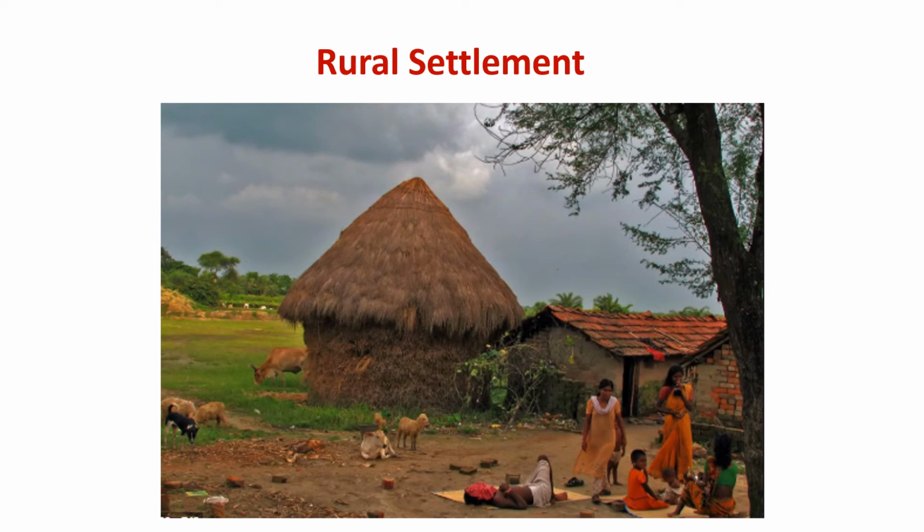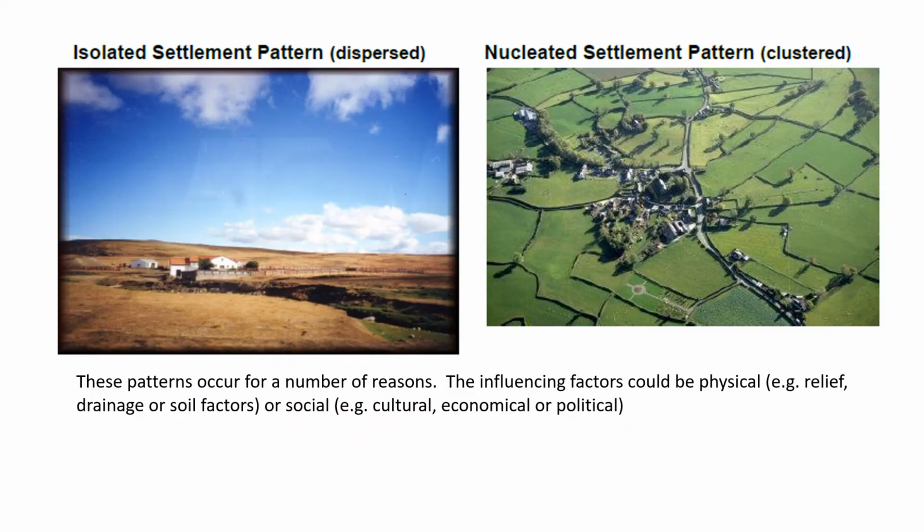Next section we're on is rural settlement. So just a recap on what we had a look at last time was the settlement patterns. I need you to be able to differentiate between pattern and shape. We're going to have a look at shape now. But if you look at this pattern, isolated or dispersed, and then nucleated or clustered.